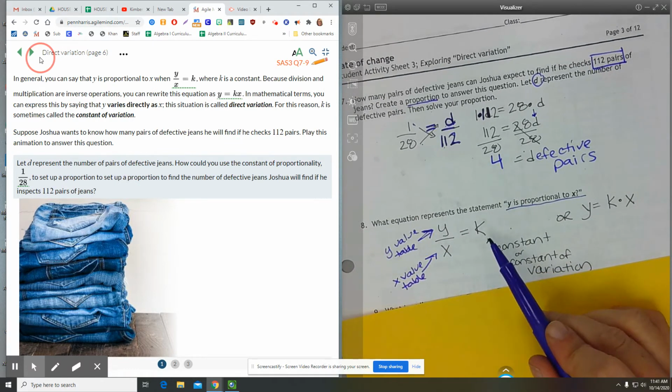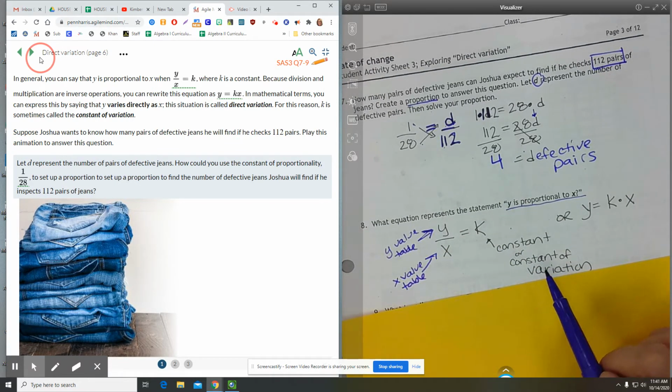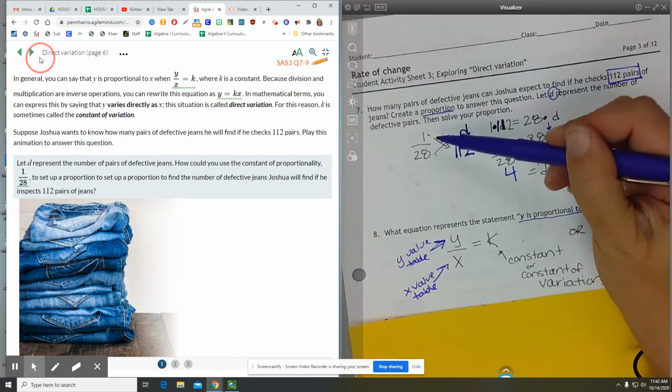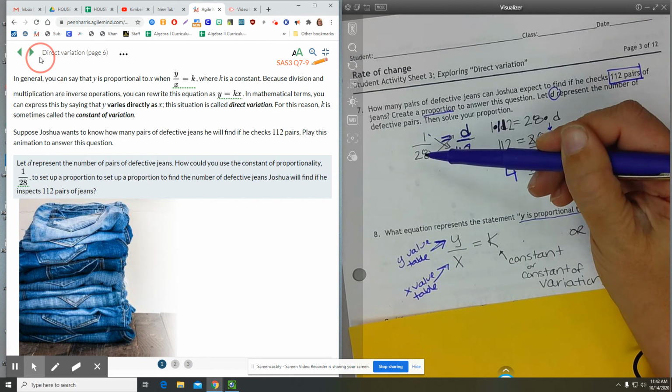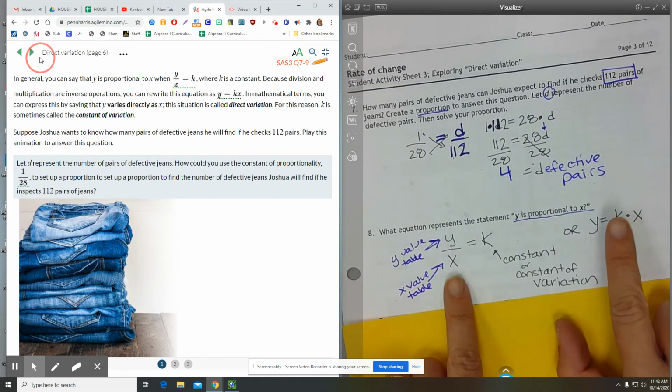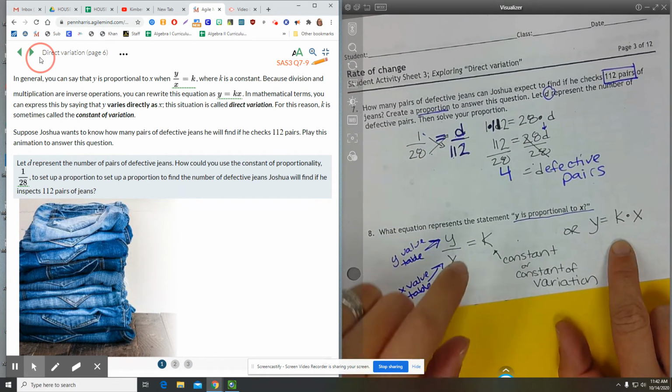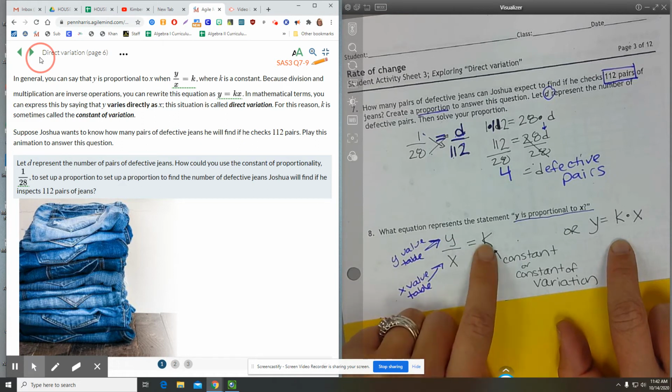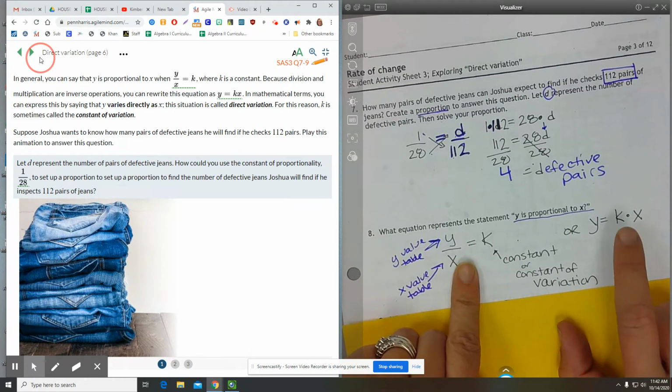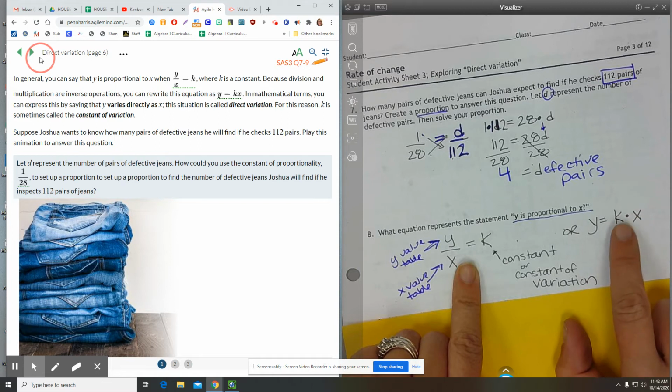Okay, our k stands for the constant or the constant of variation. This was like that is our 1 over 28 in this problem. Okay, either of these will work. We want to use the one, if we're having to find k, you're going to want to use this one. If you have to find y, you want this one.